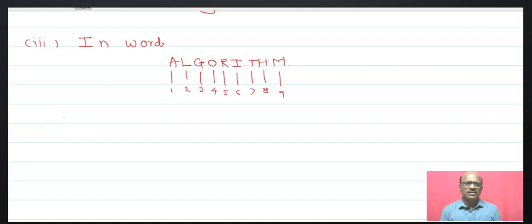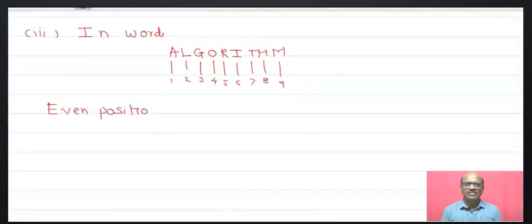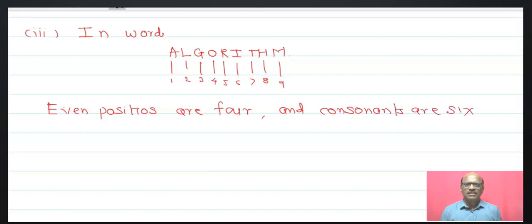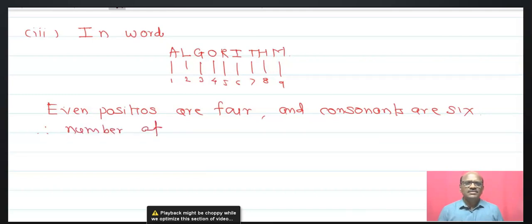That is, in the last example, no two vowels are together, and 7p3, you can change it when you write the answer of that example. Now the third part. In word algorithm, the even positions are 4, that is a 2, 4, 6 set, and the consonants are 6. That is, the consonants are at the even positions.